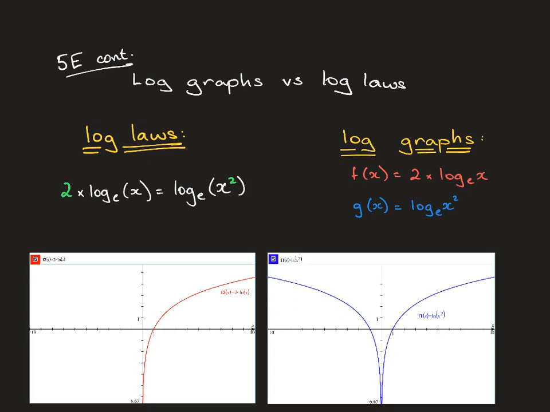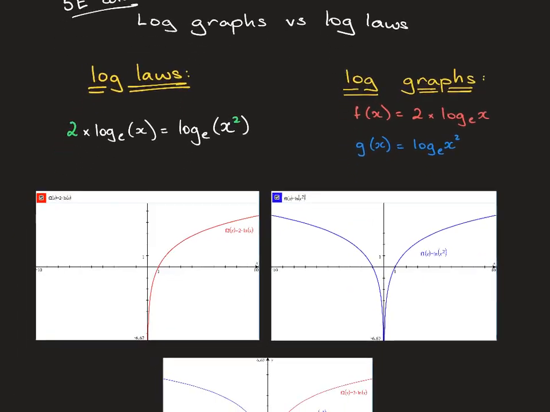So what I've got here are 2 graphs. Our red graph is 2 times log to the base e of x, so that's this function here. And the second one is log to the base e of x squared, and you get this symmetric pattern. So our log laws say that these two equations are equivalent, but when we graph them, they're clearly not equivalent, are they? They're quite different.